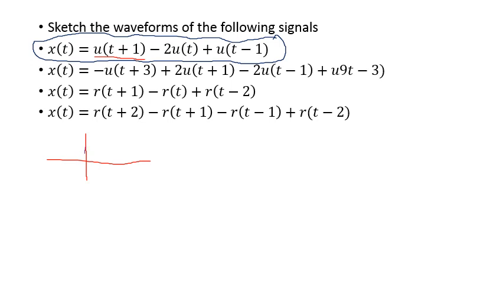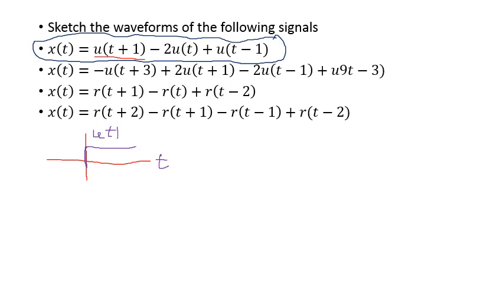So that means it has value of 1 on 0 and also on, right? So it has value of 1 at 0, and at the same time it has value of 0 at 0. So that means it is discontinuous at 0. Okay, so this is how you plot the u of t.